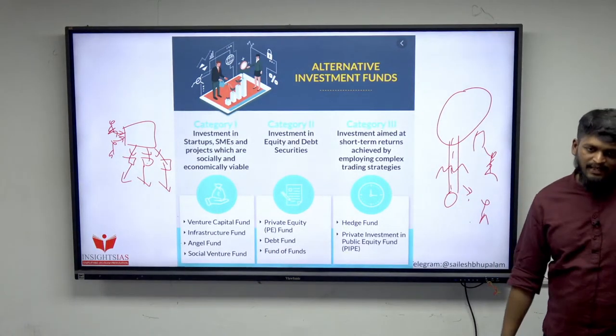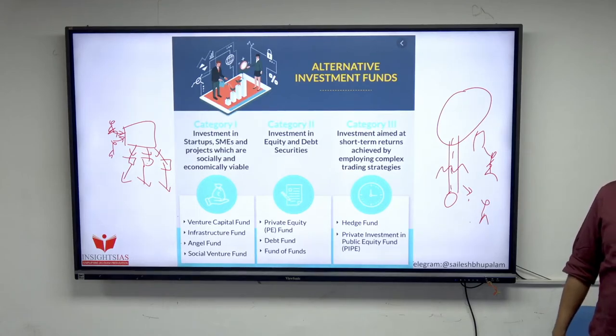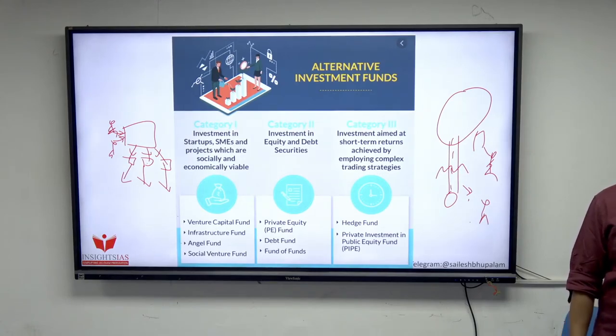Pipe fund is a slightly complex knot. It is outside the purview of UPSC. So that part you don't have to worry about. Category 1, 2, and 3, if you understand the classification of what is category 1, 2, 3, and also what is the meaning of AIF, using this you will be able to answer a question if there is any question in prelims.